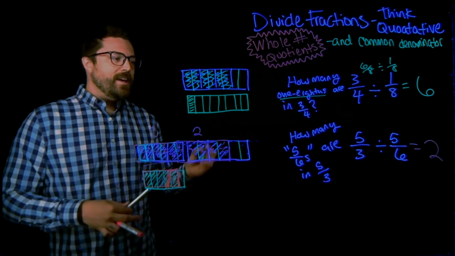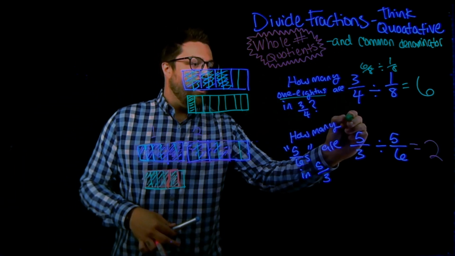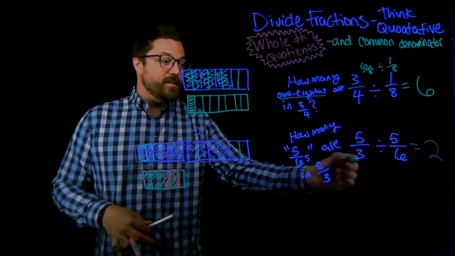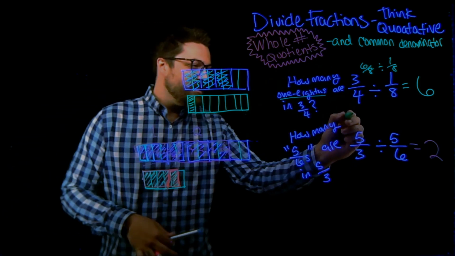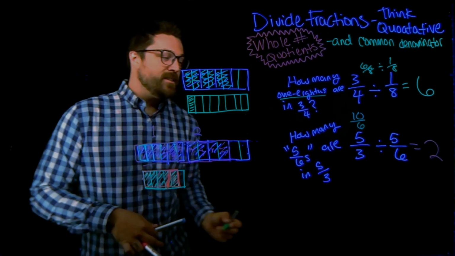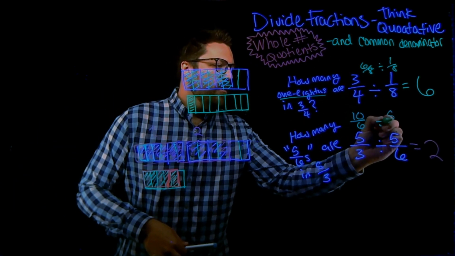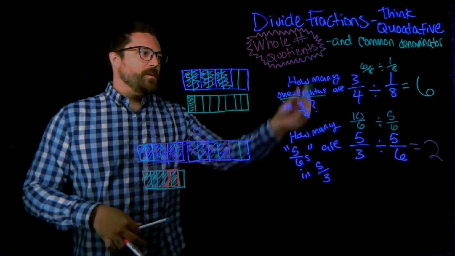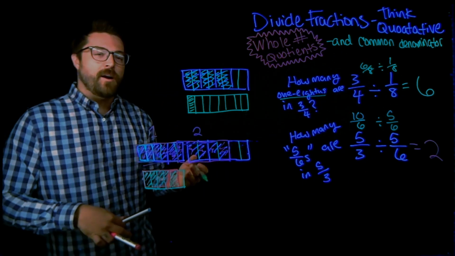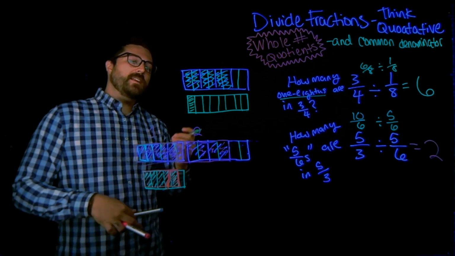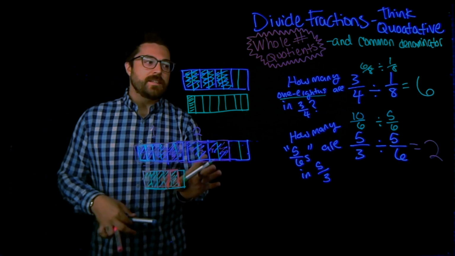Because as you see, having sort of common denominators, we thought about, instead of 5/3, we broke it into sixths. So we thought about 10/6 divided by 5/6. So that's why we say and common denominators. Having the common denominator makes it a little bit easier to visually see and reason.